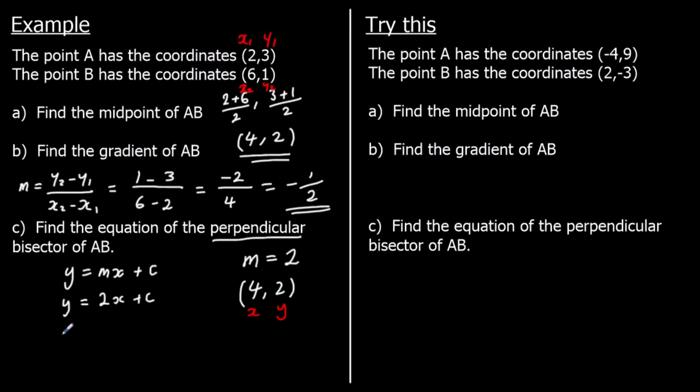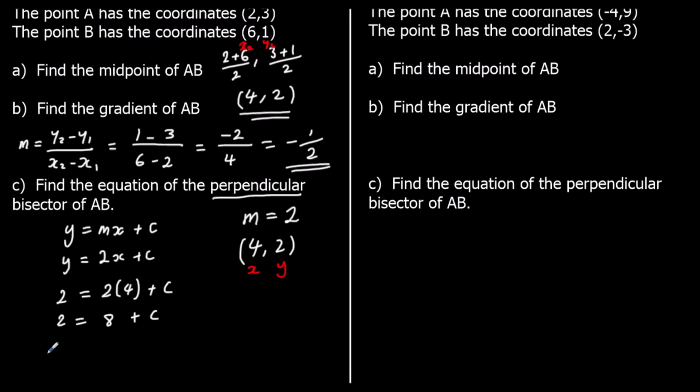So we've got 2 equals 2 fours plus c. So 2 equals 8 plus c. And if we take 8 away from both sides, we get c is negative 6. So the equation of the perpendicular bisector is y equals 2x minus 6.